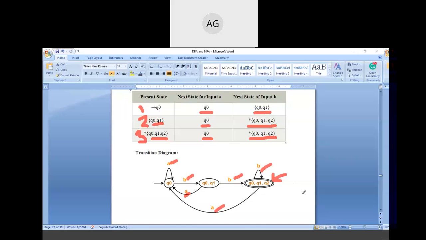Also, the reverse question can be asked in your examination, that you fill in the transition table from the transition diagram and vice versa. Only 5 minutes are left in the class. So all of you understand it? Just write in the chat box.